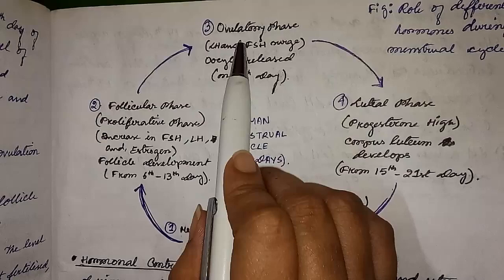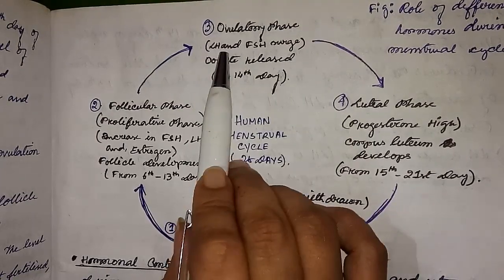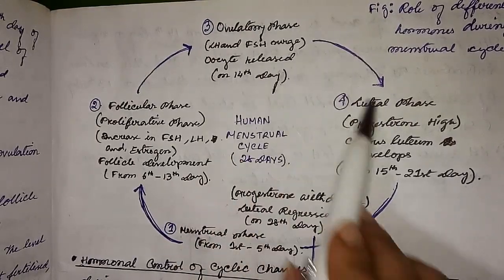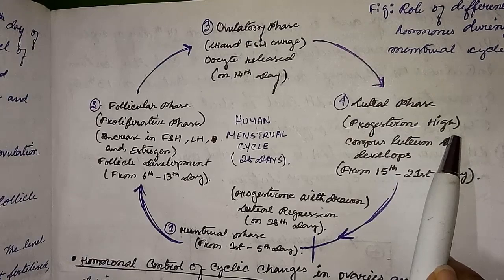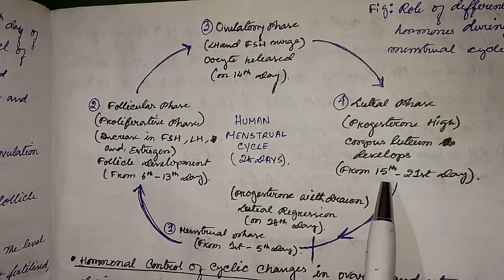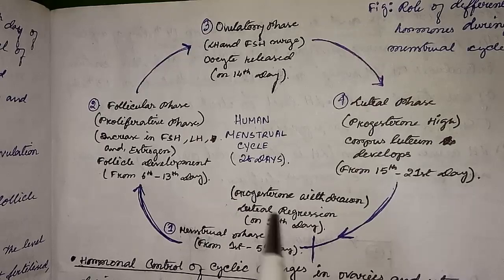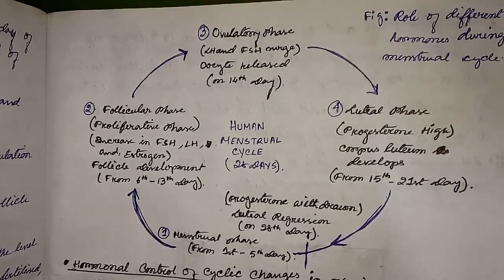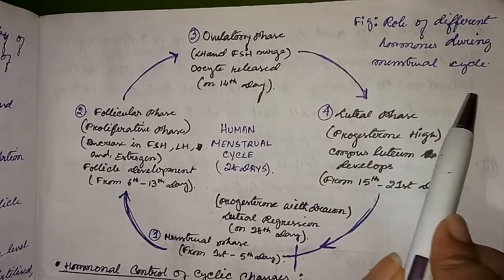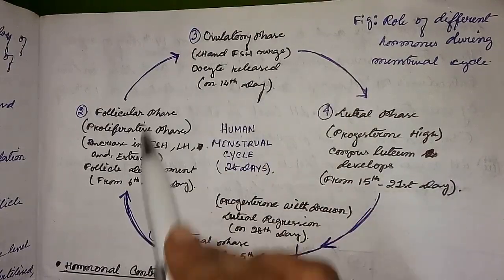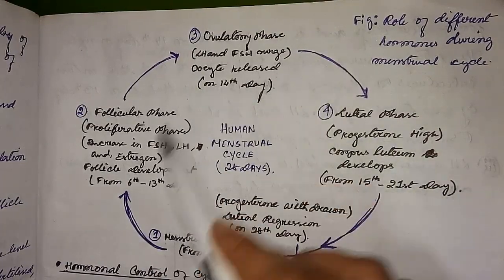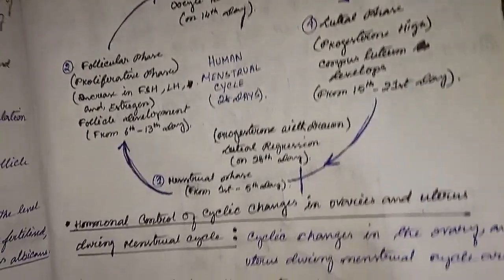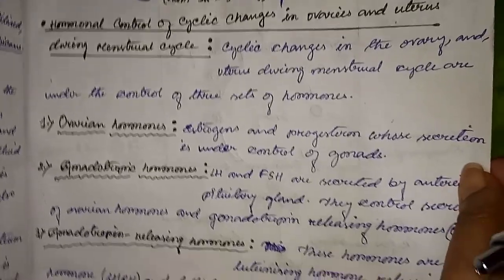Now next, our third phase is the ovulatory phase. Here LH and FSH surge, oocyte release on 14th day. Okay. The last phase is the luteal phase. Progesterone high, corpus luteum develops from 15th to 21st day. Now progesterone will be withdrawn, luteal regression on 28th day. So this is the role of hormones during the menstrual cycle. So here it is the graphical representation of the human menstrual cycle.